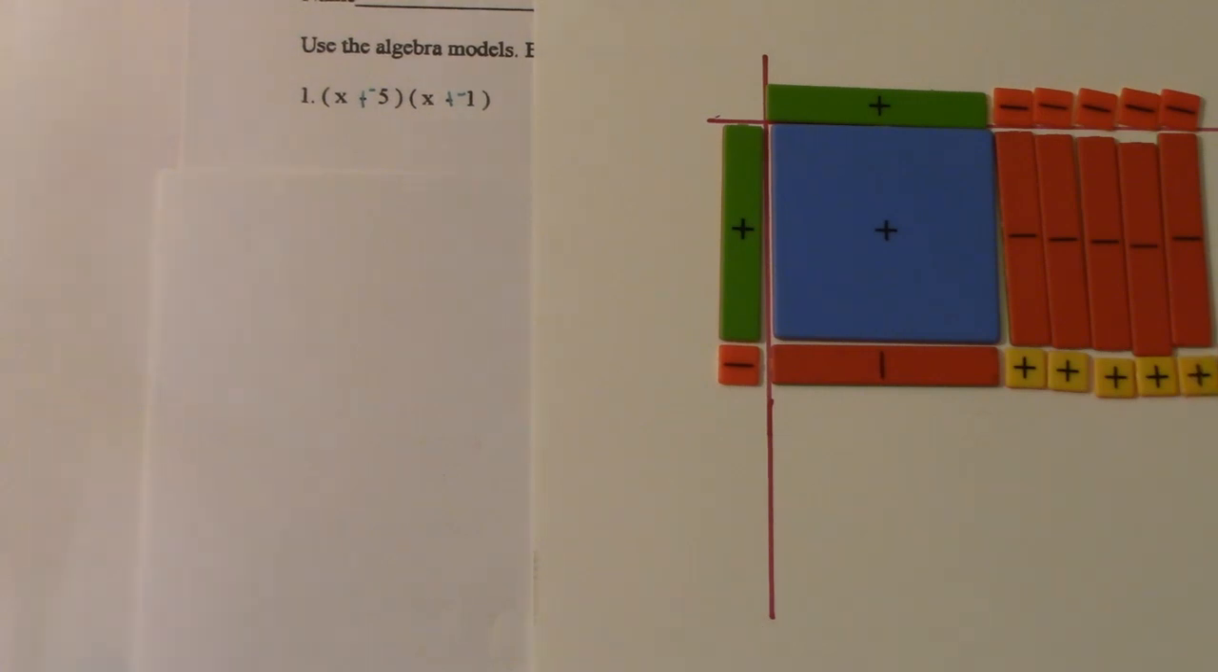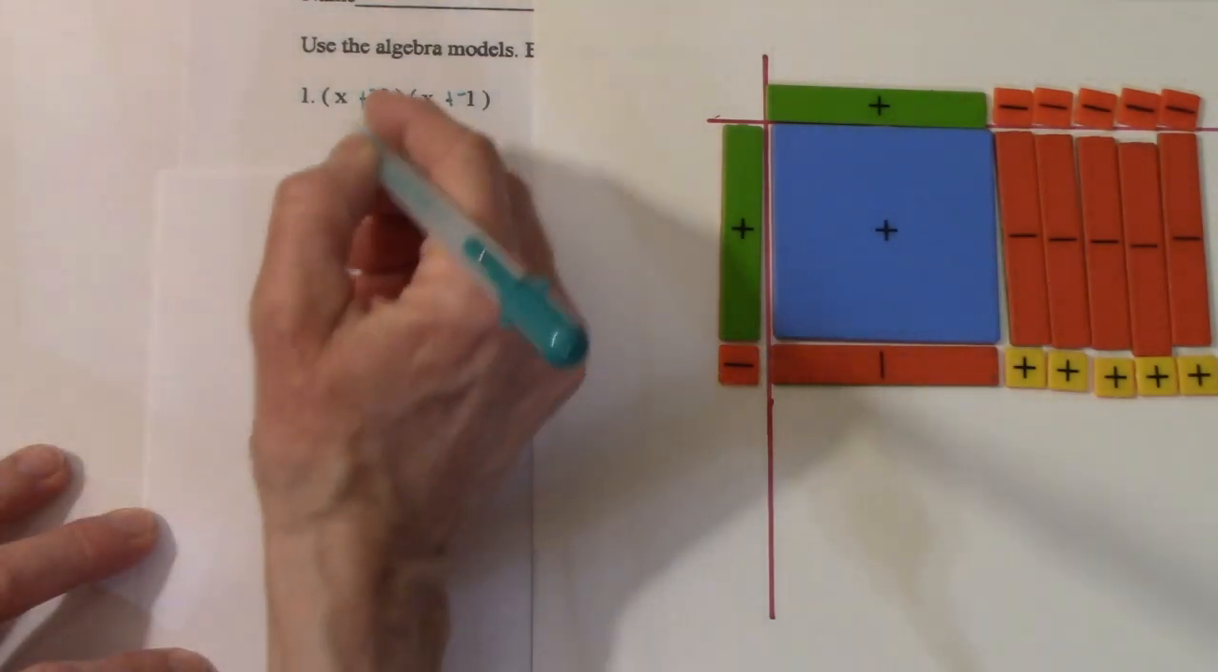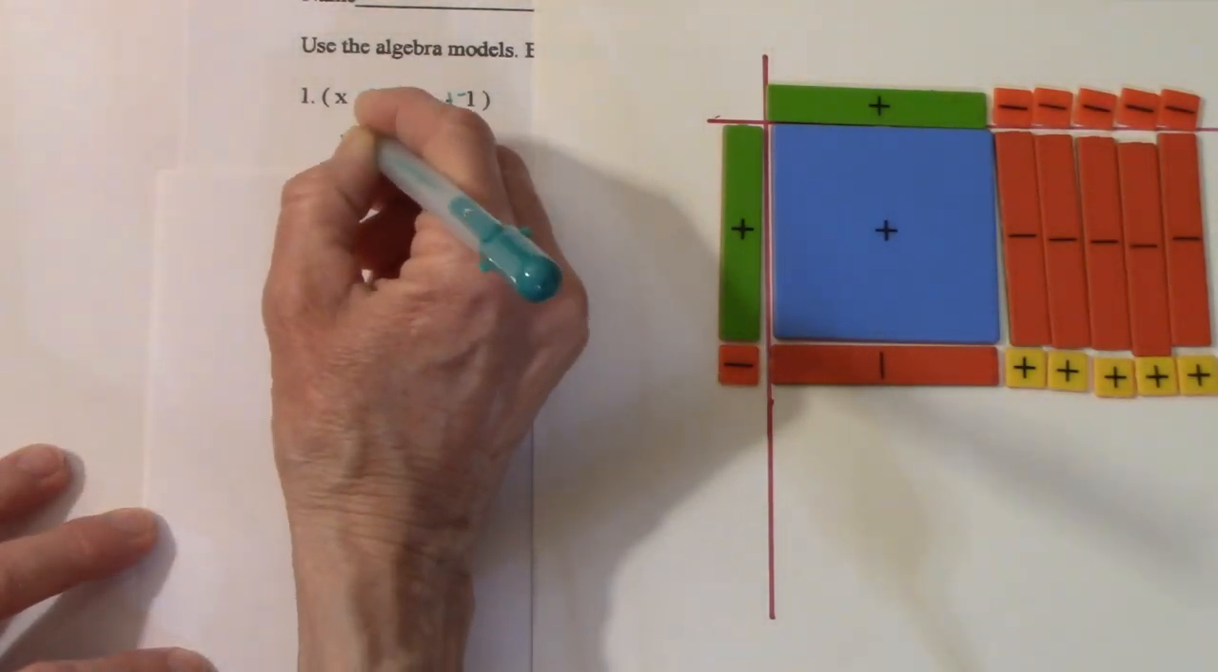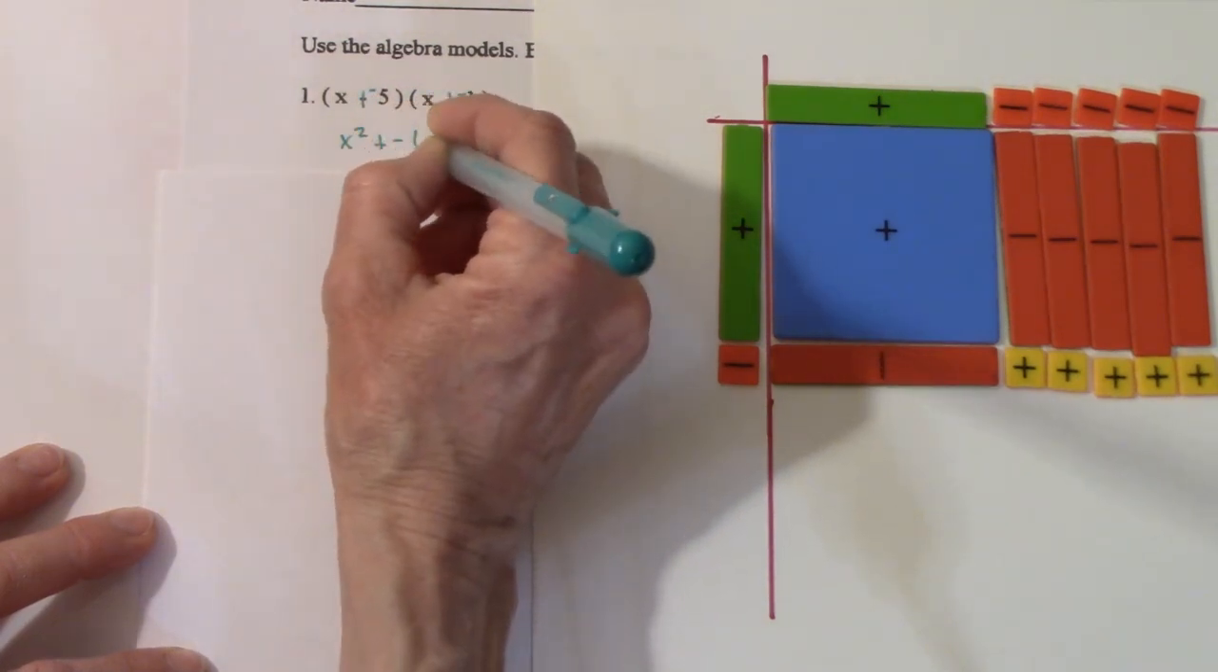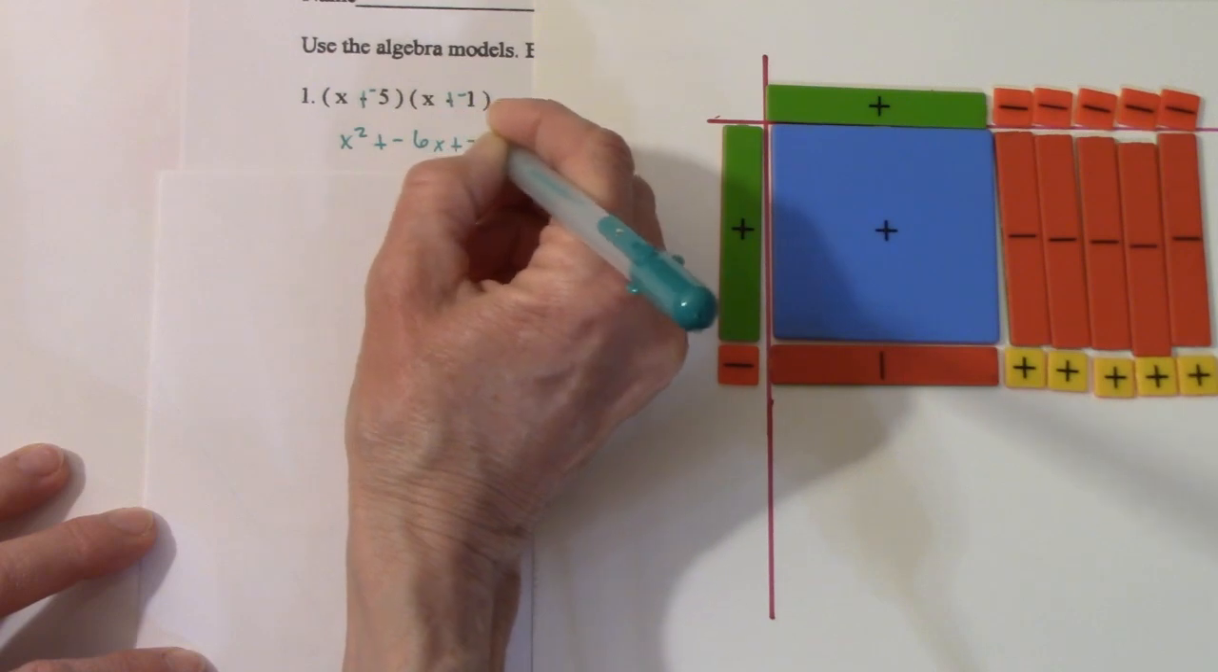So this gives us, when we have the quantity x plus negative 5 times the quantity x plus negative 1, x squared plus negative 6x plus negative 5.